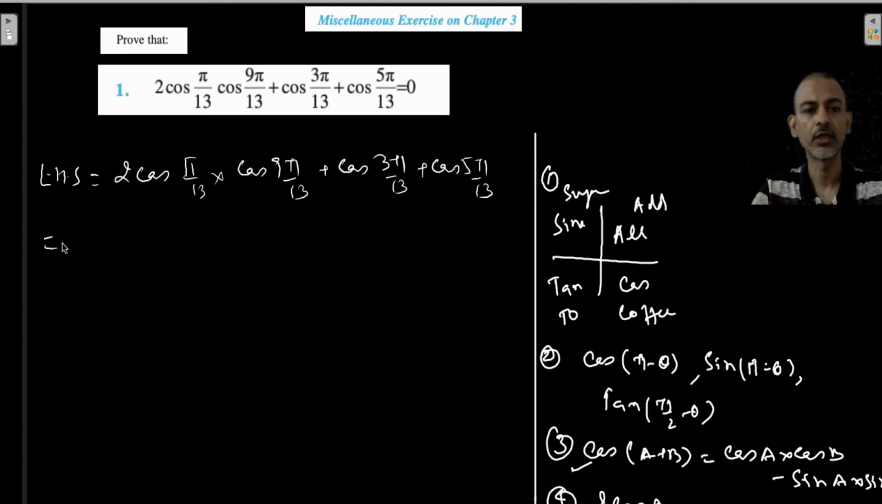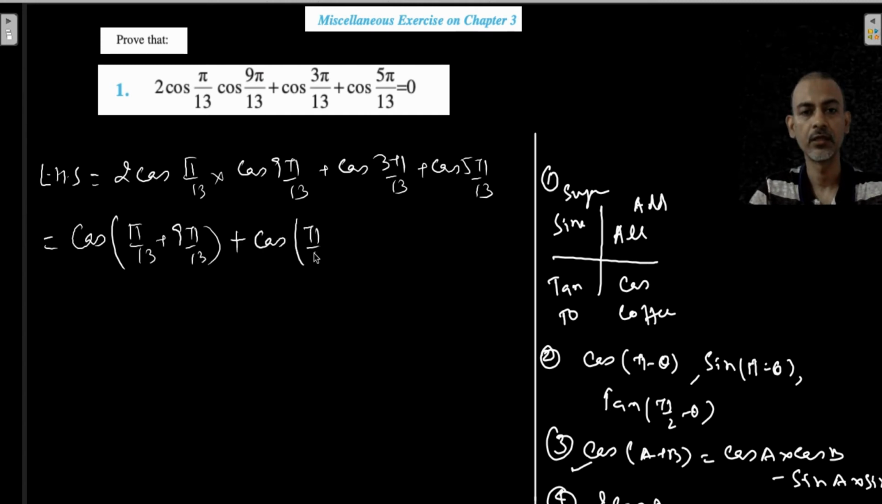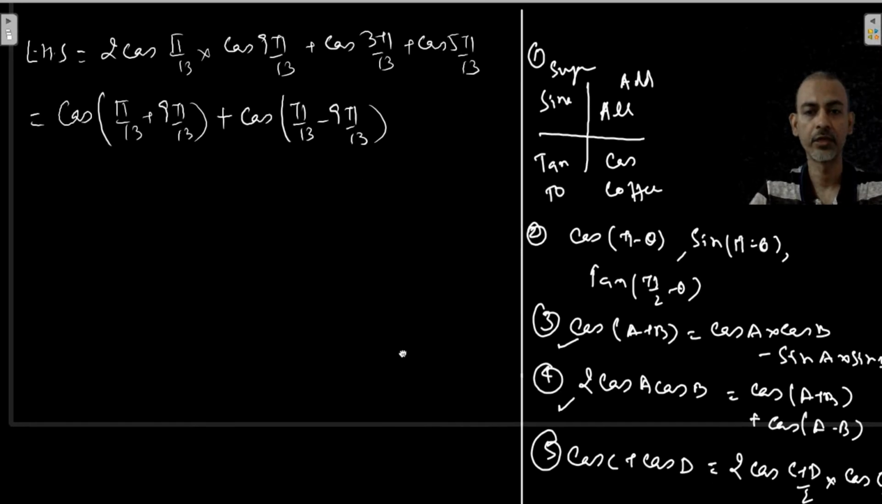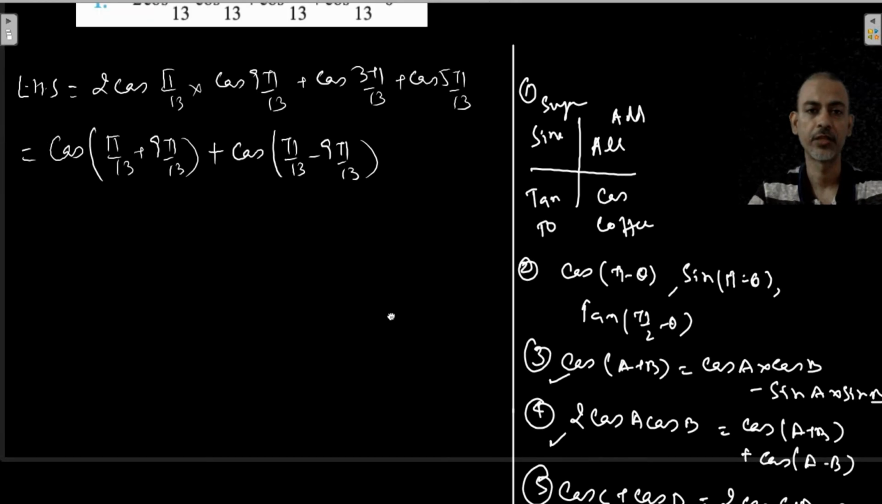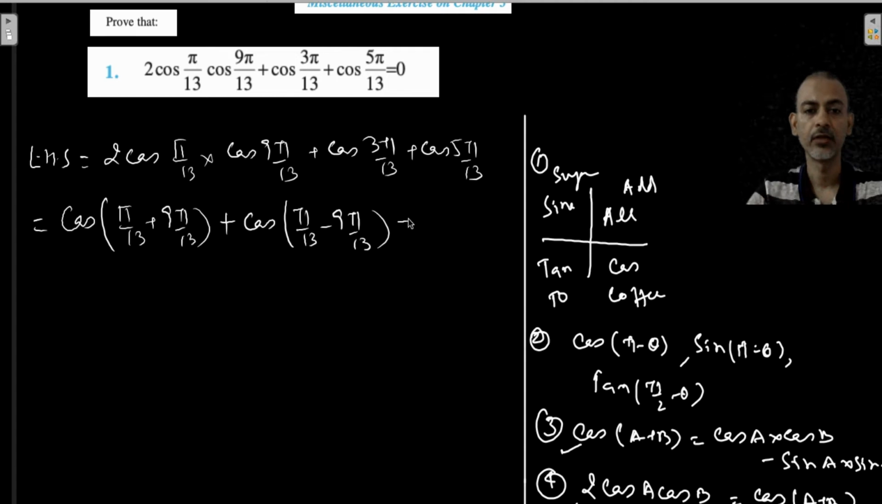When you look at this closely, you know that this is kind of a formula which is like 2 cos a cos b, and in that instance you know that this is nothing but cos of a plus b plus cos of a minus b. Cos of a plus b would be pi by 13 plus 9 pi by 13, and then plus cos of a minus b, which is pi by 13 minus 9 pi by 13. So we had just noted down this formula over here. You remember 2 cos a into cos b is cos of a plus b plus cos of a minus b. Alright, so this is what it is. And then you have cos of 3 pi by 13, and then lastly you have cos of 5 pi by 13.